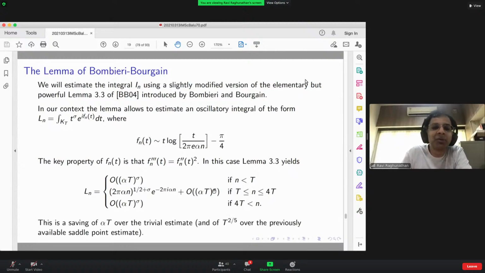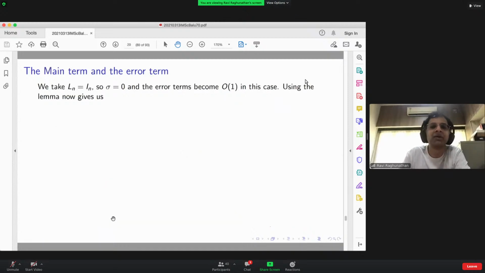The point is the Bombieri-Bourgain lemma gives you a saving of alpha t over the trivial estimate, and of about t to the 2 by 5 over the previously available saddle point or stationary phase estimate. That is the key. You're saving a factor of alpha t. All right, I'm running out of time, so I'll just go through.